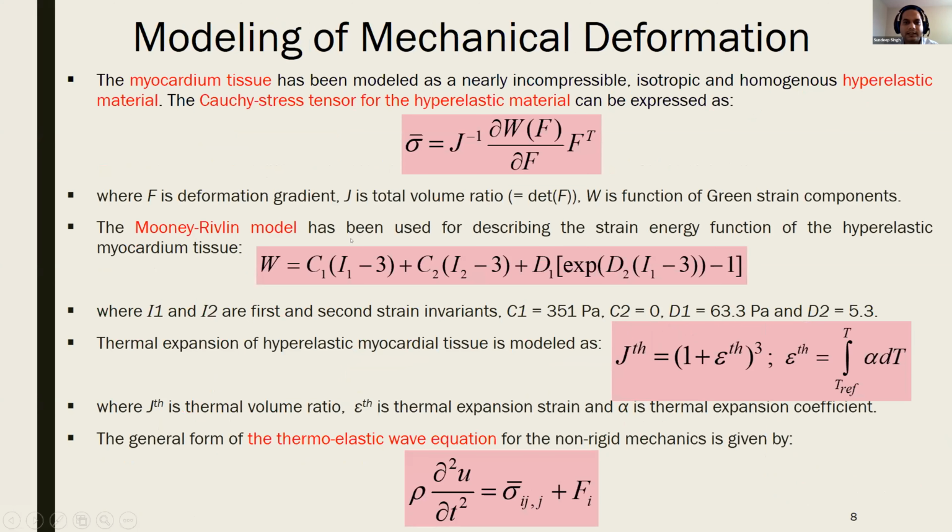We have modeled this cardiac tissue as a hyperelastic material, whereby the Cauchy stress tensor is given by this particular expression, and we have used a two-parameter Mooney-Rivlin model for describing the strain energy function that will be coupled with this equation. The thermal expansion of hyperelastic myocardial tissue is given by this expression, where epsilon is the thermal expansion strain and alpha is the thermal expansion coefficient. All these expressions go into the standard thermoelastic wave equation for non-rigid mechanics, and F is the body force, which has been assumed to be zero in this particular study.